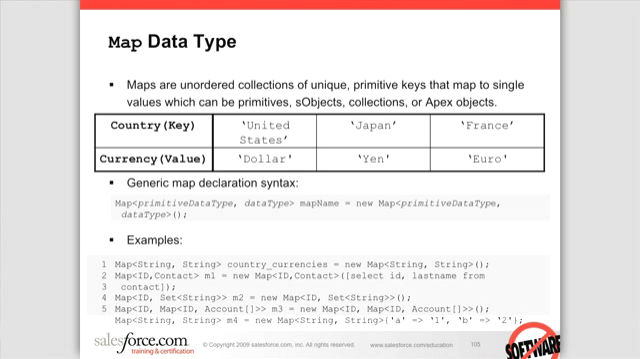Okay. The map data type is from primitive keys to whatever values.